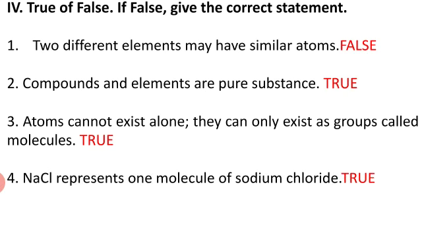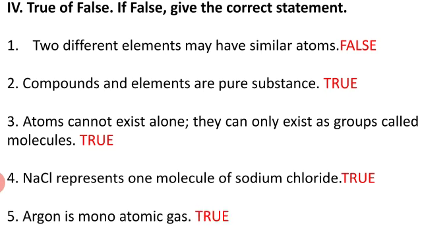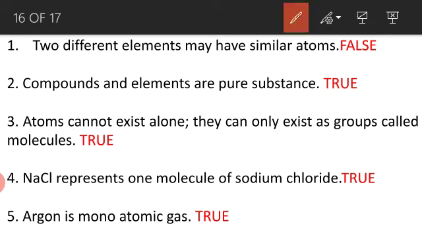True. NaCl represents one molecule of sodium chloride. True. Argon is a monoatomic gas. Argon, Ar. Argon symbol means what, students? Ar. This is only one atom. So, only one atom means we represent mono. So, monoatomic gas. This is true.